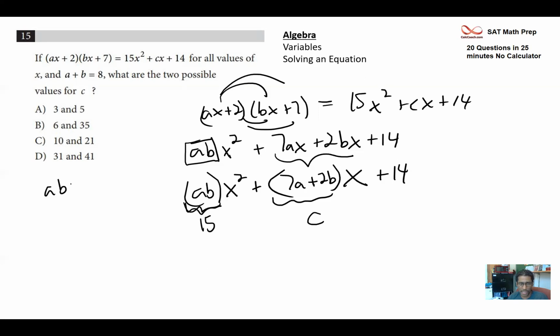So we know that ab equals 15, and 7a plus 2b equals c. But they give us more information. They tell us a plus b is 8. They add up to 8. And so we have that information too. So what are two numbers that add up to 8 and multiply to 15? Intuition, we could do it. Add to 8, multiply to 15. Since they're nice integers, what we get for a and b are 3 and 5.